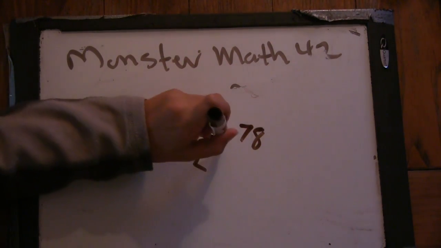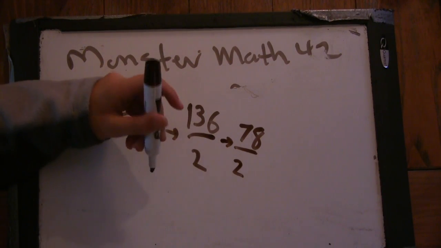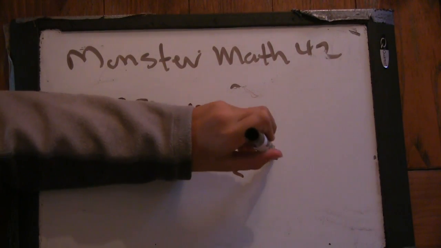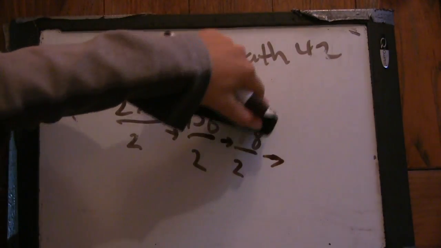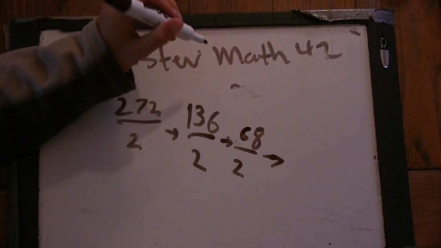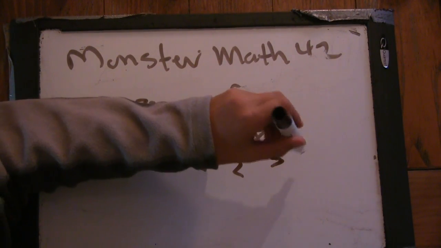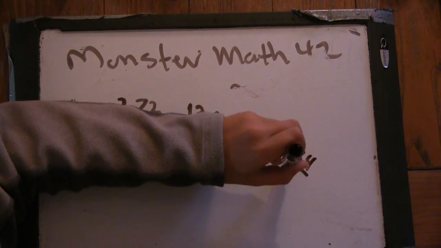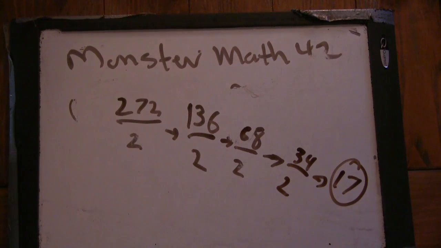which is still divisible by 2. So, 34. It's still divisible by 2. So then we have 17, which is prime. Okay. So that's the only other prime factor of 272.